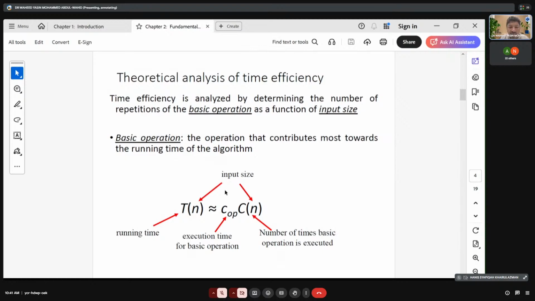So here we have input size, n. Here we have running time, T(n), which is approximately the execution time for the basic operation, c_op, times C(n), the number of times the basic operation is executed. Here c_op is the execution time for the basic operation, and C(n) is how many times this basic operation is executed.